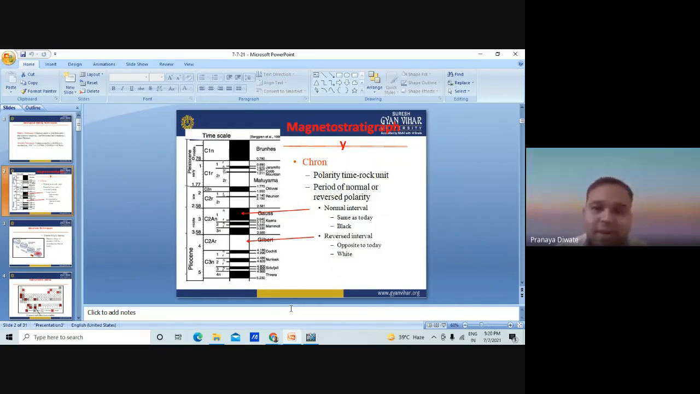So these are the two different types of stratigraphic units you have. It is a firm belief that after a million years, the magnetic north gets reversed to the south, and after another million years, it goes back to the north. This concept is used to know the age of the current period.